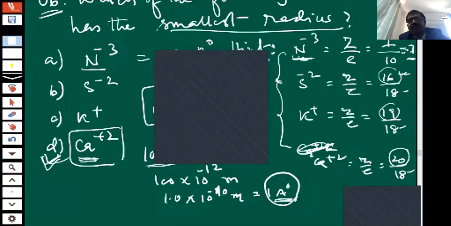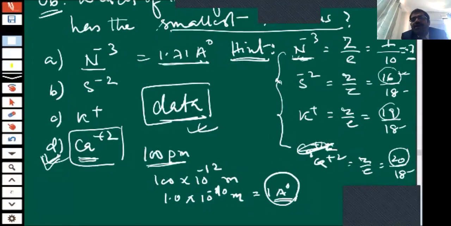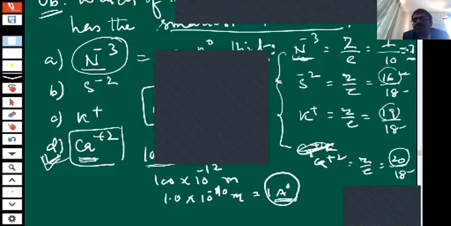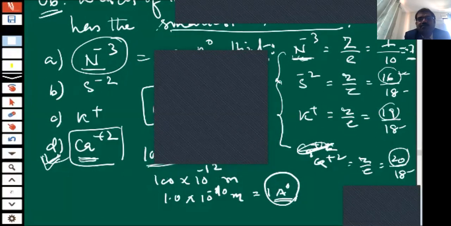Next, move to the next question. It is very difficult to digest, but this is the reality, children. That only they will ask in the objective type. So what we are reading, please follow properly. These are ions, and for ions, especially cations, we have to think about the Z by E ratio. Okay, children. Shall I move forward to the next question?